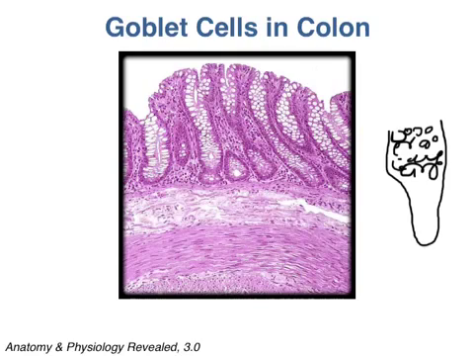So you have goblet cells all along the large intestine, just lining the epithelium of the large intestine. And that's one way to identify the large intestine histologically. And these goblet cells secrete mucus that eases the passage of feces through the large intestine.